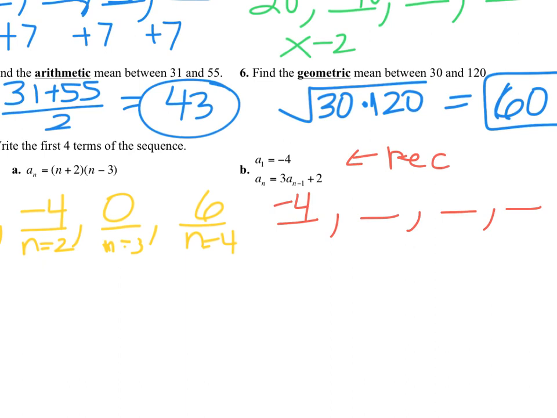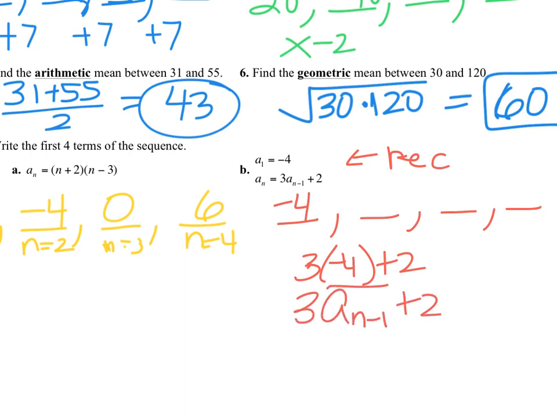This right here, this a sub n minus 1, that just means the term before it. So to get the second term, I'm going to go 3 times -4 plus 2. See, it's 3 a sub n minus 1 plus 2. This right here gets replaced with the term in front of it, which is negative 4. So I get negative 12 plus 2 is negative 10.